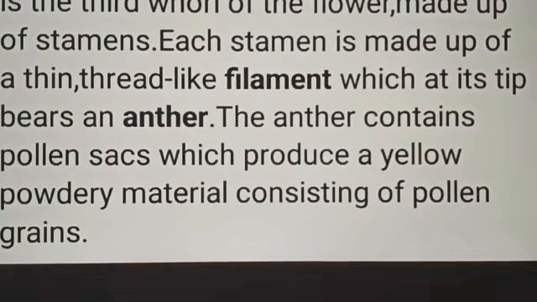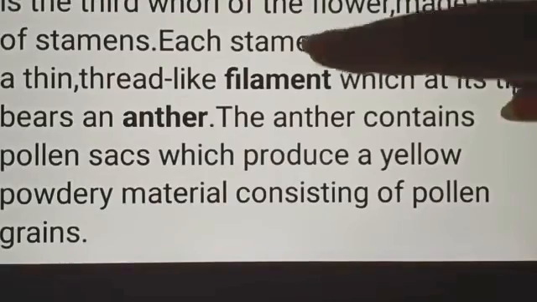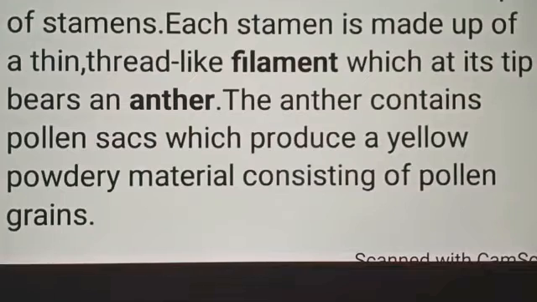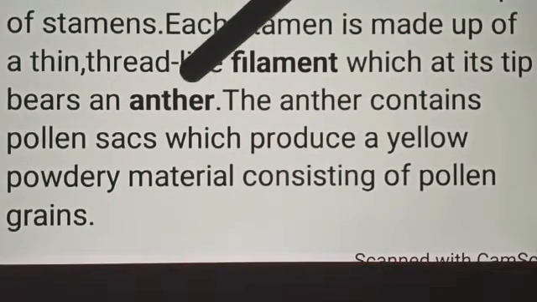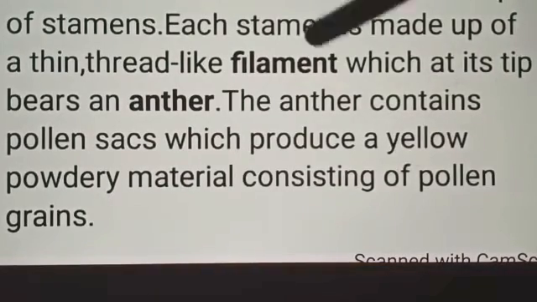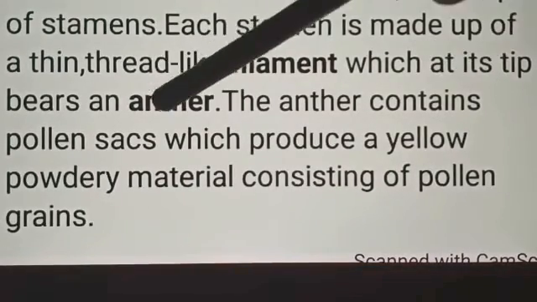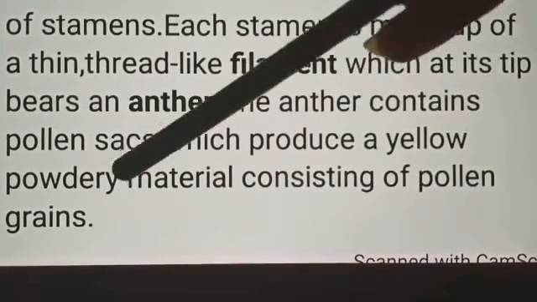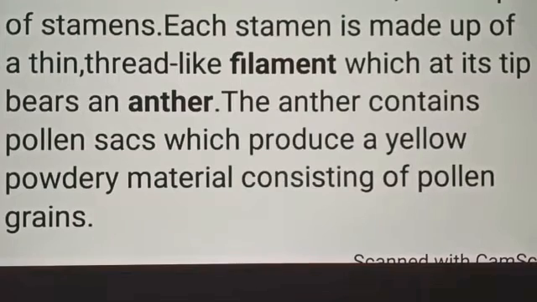The third whorl is the androecium, that is the male reproductive part of the plant, and you can see this is the androecium, the male reproductive part of the plant. The stamen is made up of a thin thread-like filament, which at its tip bears an anther, and this anther contains small roundish pollen sacs, which produce a yellow powdery material consisting of pollen grains.